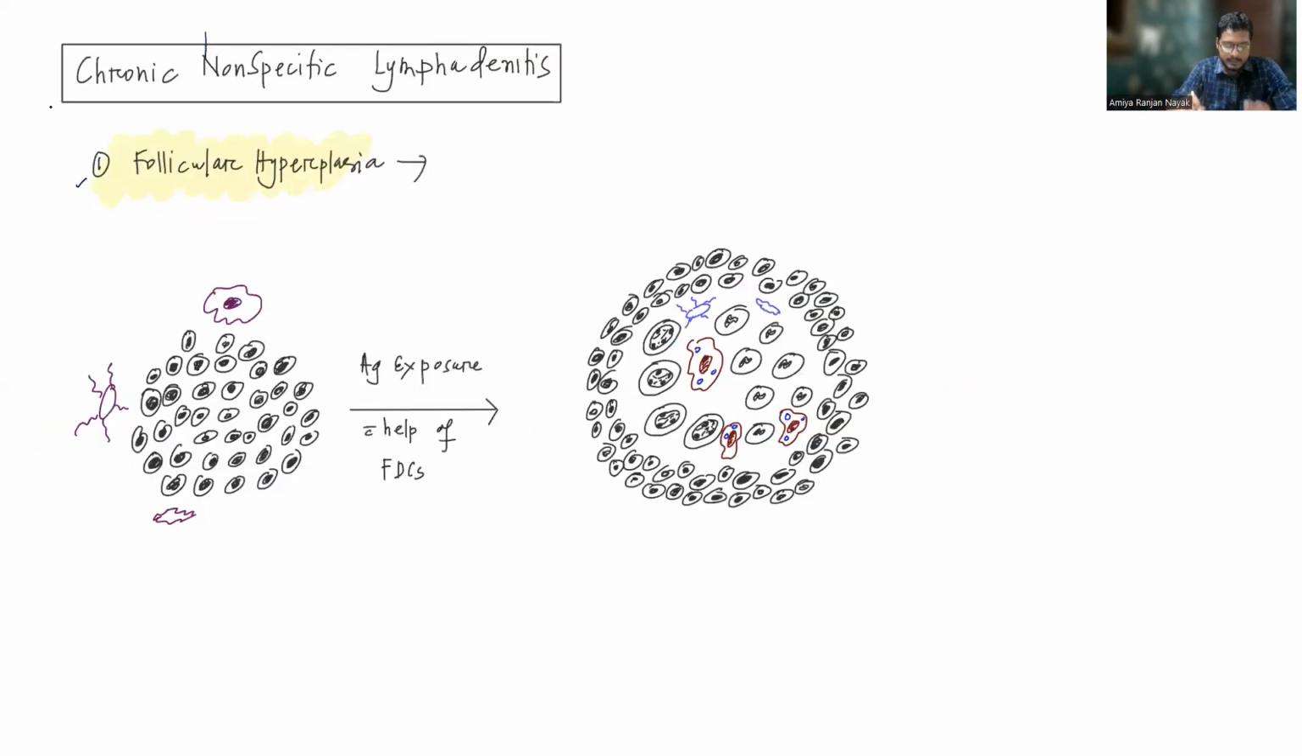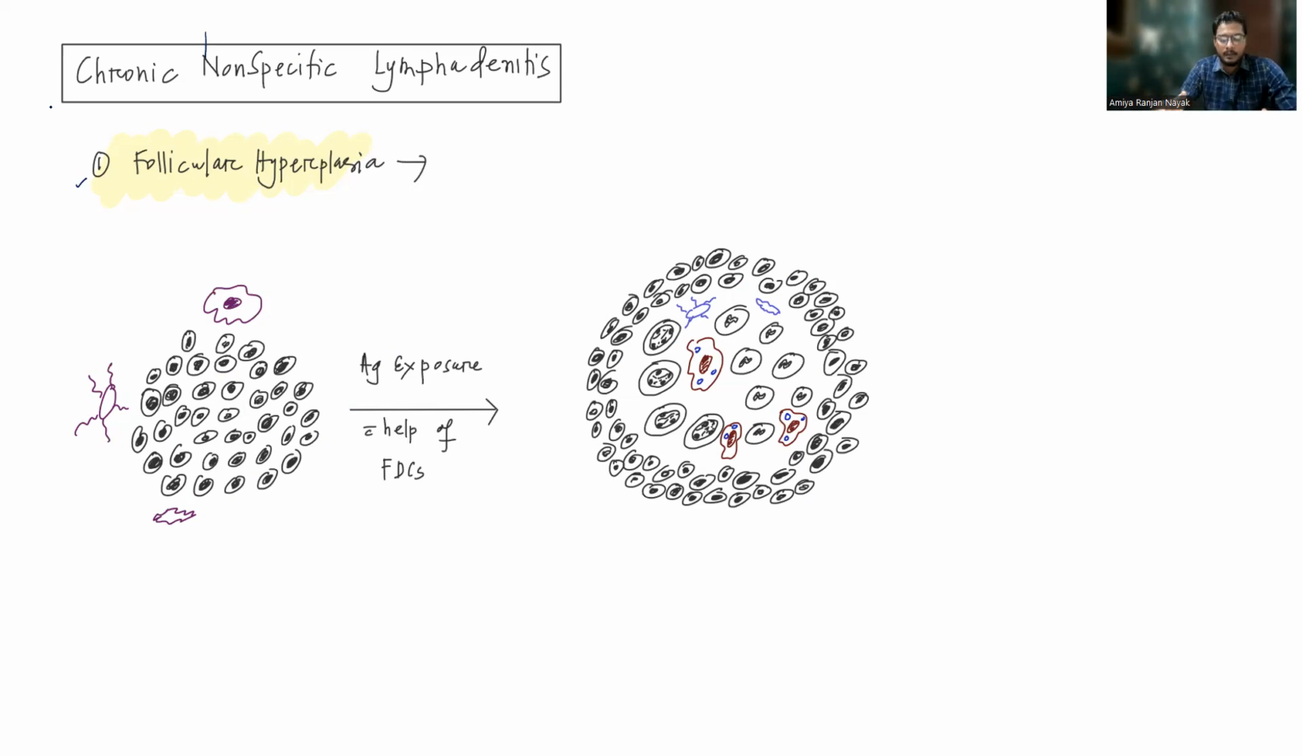Okay. So let us discuss follicular hyperplasia. From this, you can understand there will be hyperplasia of the follicles. Follicles are nothing but the B lymphocyte follicles that you generally find in the cortex of the lymph nodes. So B cell follicles are found in the cortex of the lymph nodes, and in this condition there will be hyperplasia of those follicles.